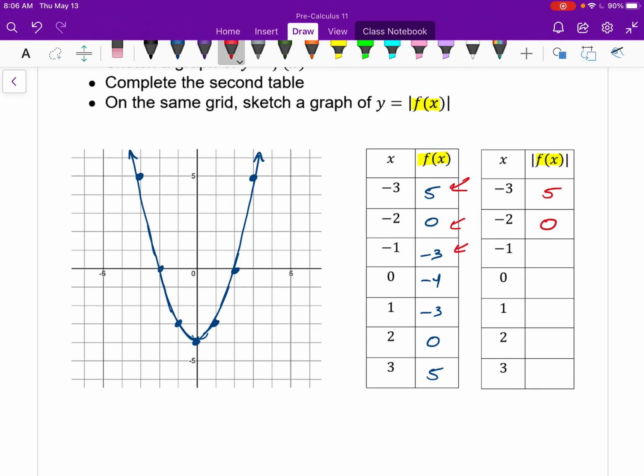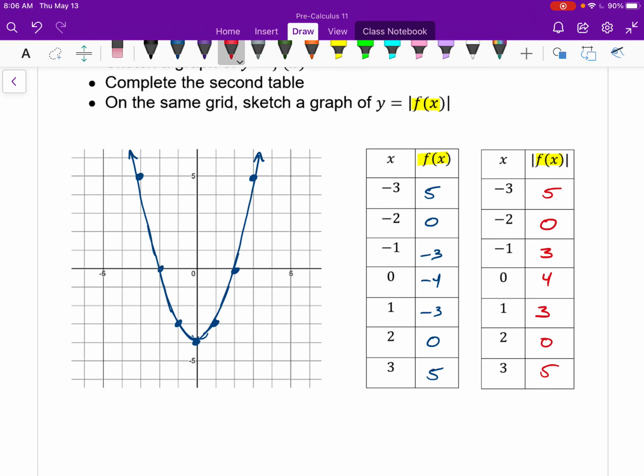If f of x is -3, now this is where something's going to change. The absolute value of -3 is +3. It's going to be +4, +3. So these 3 were the only negative outputs I had here. These are the only negative y values I put on my table. So these are the only numbers that actually changed when I find the absolute value of them. And then these don't change again.